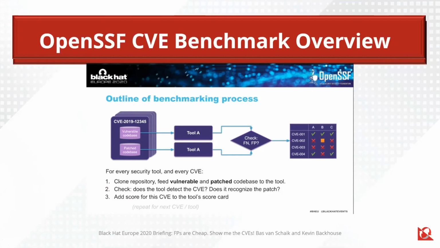Then it'll scan the patched code base. And does the rule have at least one fewer alerts for a particular type? If so, the tool must have detected the patch. And if it didn't, then it's a false positive because it still thinks the code is vulnerable. Then it adds both of the patched and unpatched results to the scorecard.